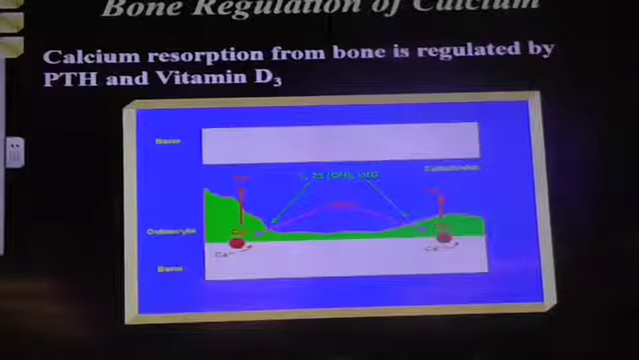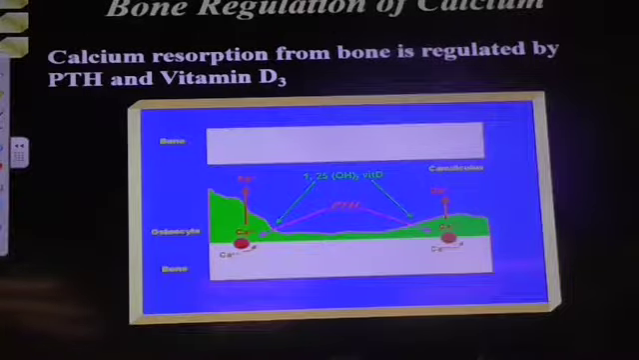Okay? Now, as far as bone regulation of calcium, if you look at the bone, the green part is the internal of the bone, okay? And you can see that you've got calcium. What's calcium doing as far as PTH in that bone? It's coming out, right? What's vitamin D doing to the calcium? It's putting it in, okay? And so basically they are antagonistic at that point.